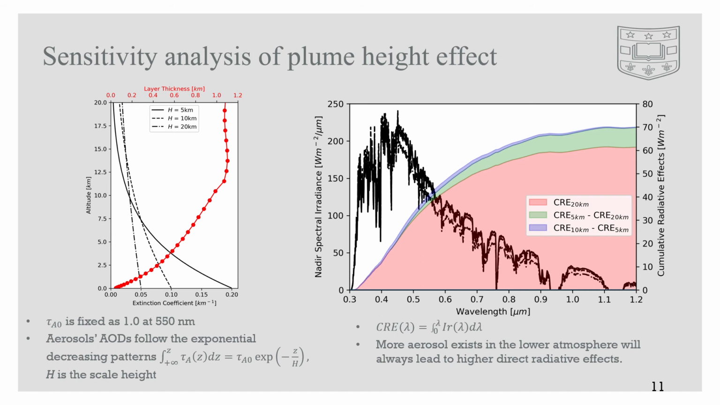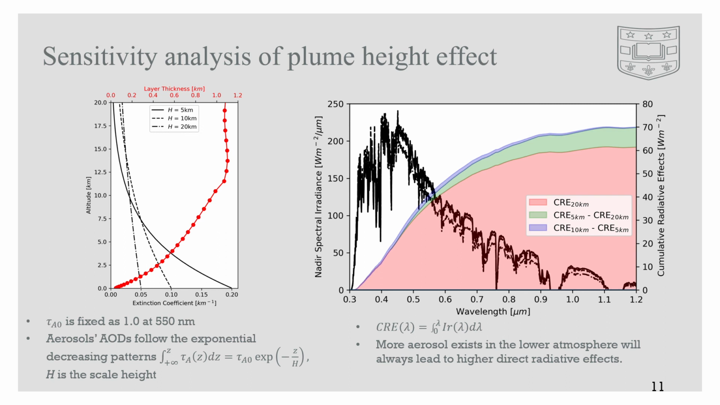However, the comparison of CRE between 5 kilometers and 10 kilometers shows some very interesting results: CRE at 10 kilometers has higher values in the visible to near infrared regime. As the wavelength increases, the difference between CRE at 5 kilometers and 10 kilometers decreases, and if we plot beyond the current axis limit, which is 1.2 micrometer, we find that CRE at 5 kilometers will finally surpass CRE at 10 kilometers.